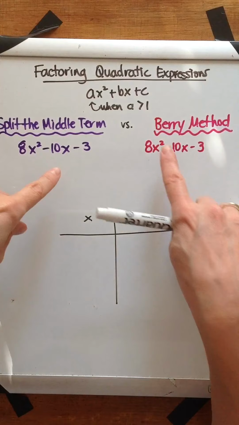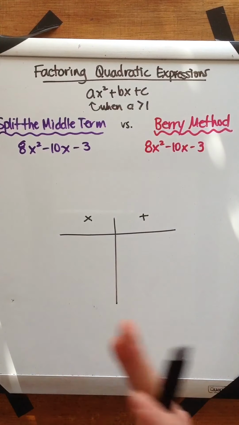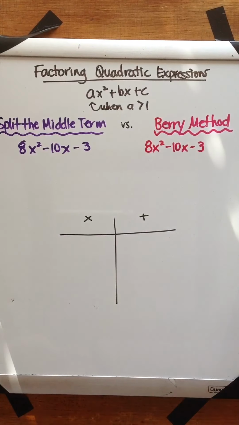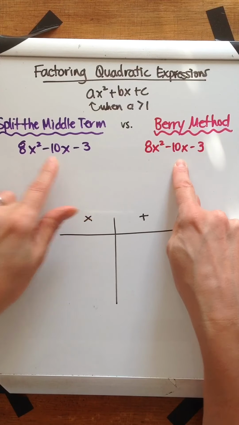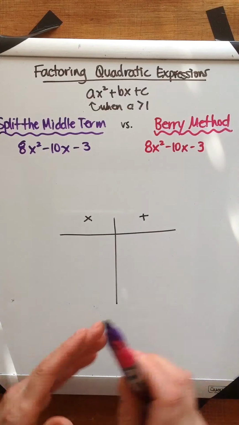Okay, if you had an a value of just 1, you can go straight to the two binomials and a t-chart and find the answer. You don't have to go to all these steps. Okay, so I've got the same question under both headings, split the middle term and the Berry method, and we'll highlight for you how their steps go.